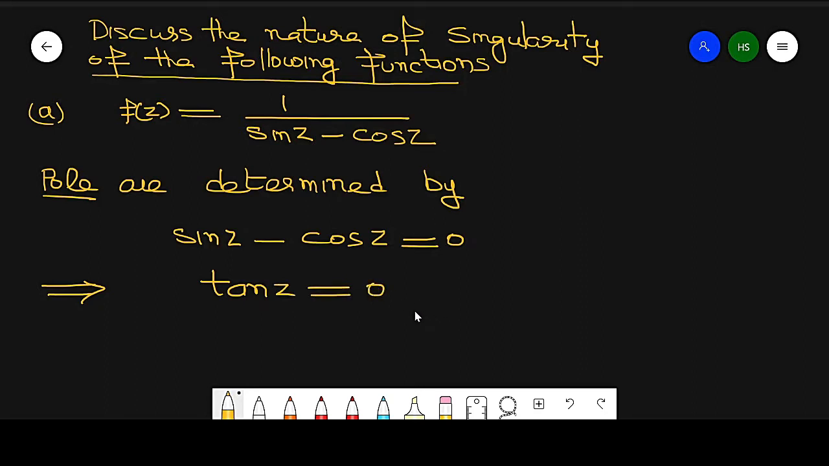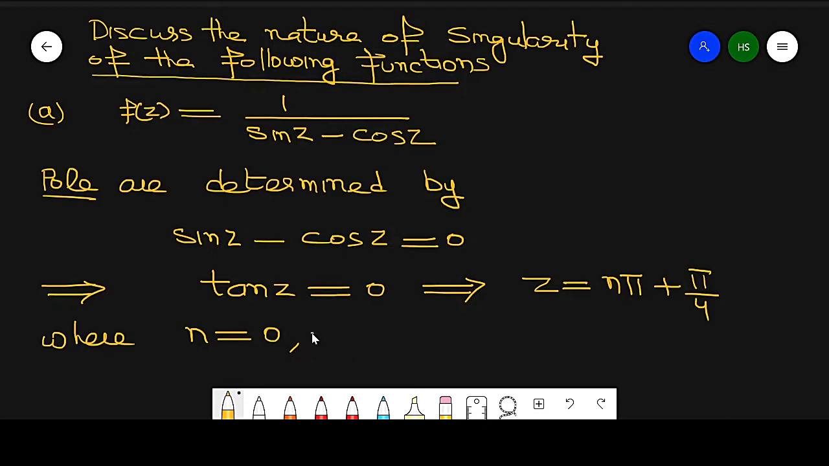Now, if tan of z is equal to 1, z can be written as n pi plus pi by 4, where n is equal to 0, plus minus 1, plus minus 2, and so on. So there are infinitely many terms. All of these are simple poles, the poles of order 1.